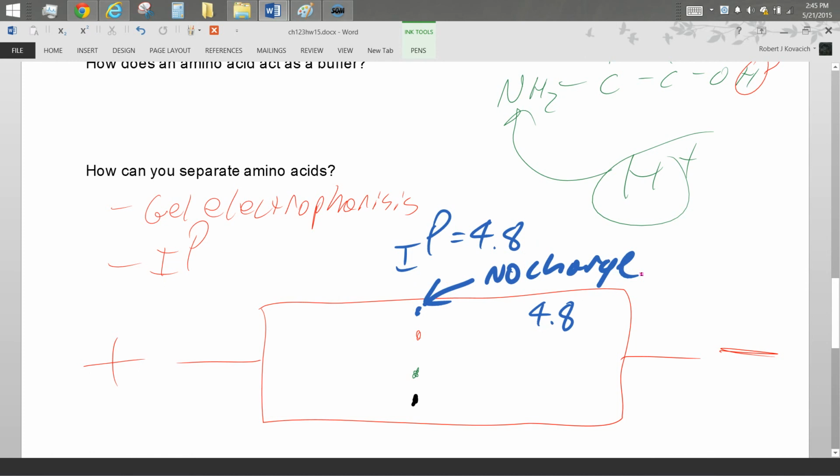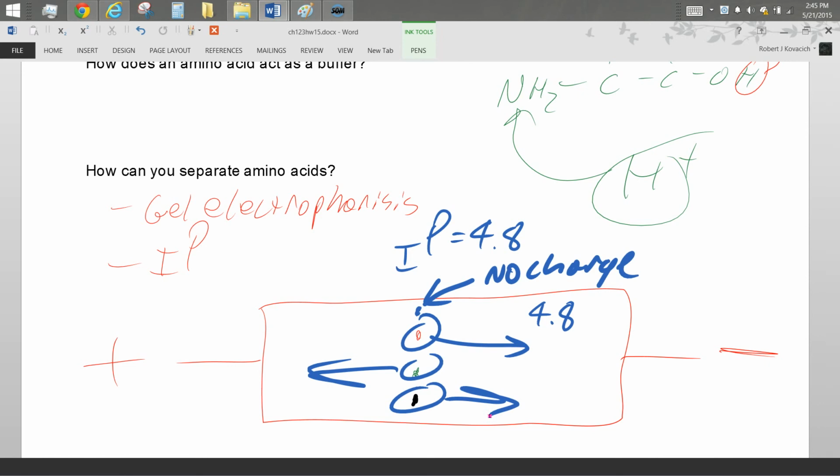So I turn the voltage on, and what happens? These guys either move this direction or that direction, doesn't matter which direction they move, but they move. And the top one just completely stays put because it doesn't have a charge, so it's not going to be attracted to either a positive plate or a negative plate. So why would this one here, the red one, why would we say that one would move to the right? What must be going on with it?